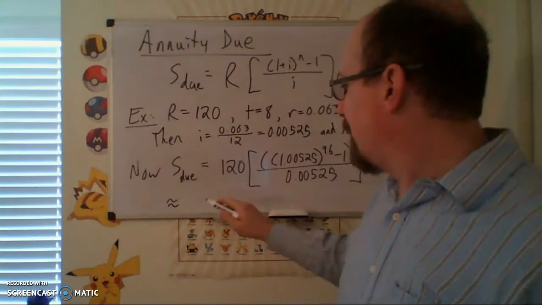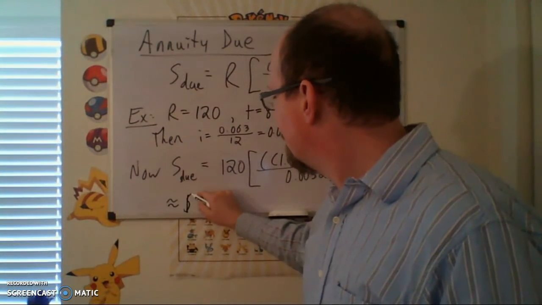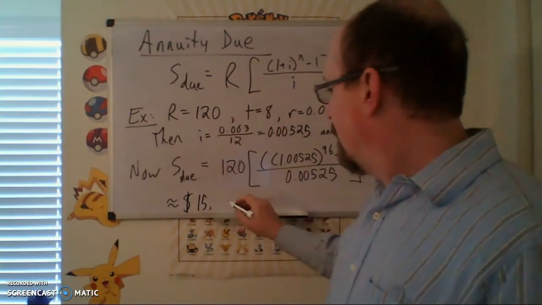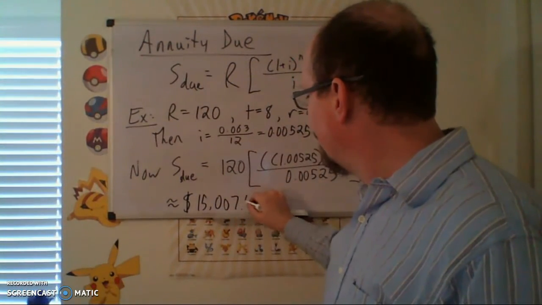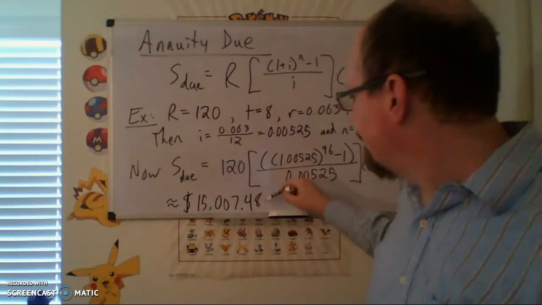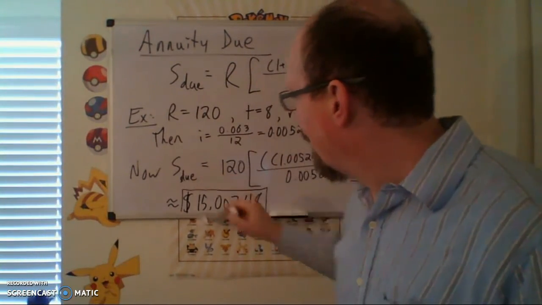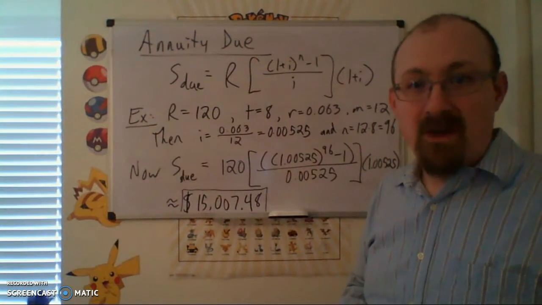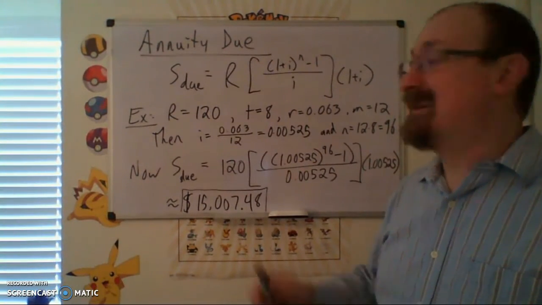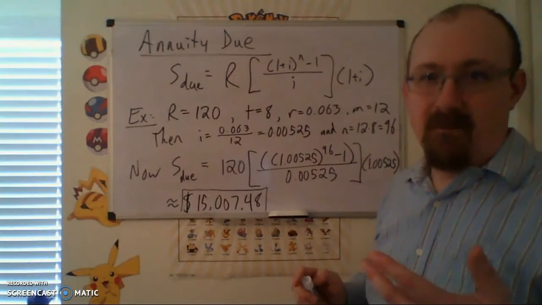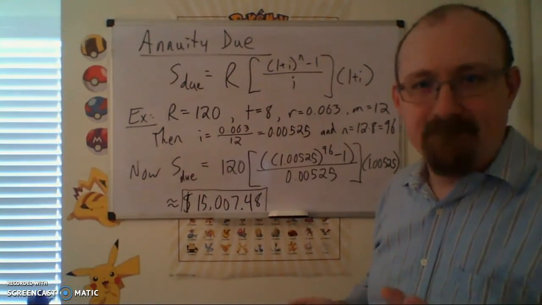So when I work it all out, I get $15,007.48 for what I'd have in my investment by the time it's all said and done. So there we go. That's cranking out a future value given all of the stuff that we need on the right: interest rate, number of payments, how often we're making them, that kind of thing.